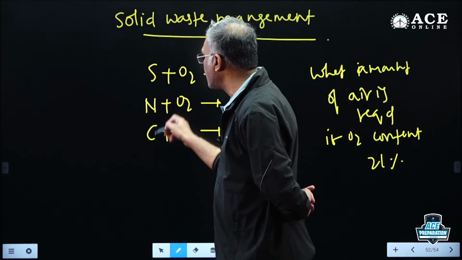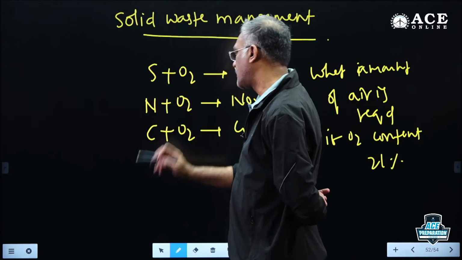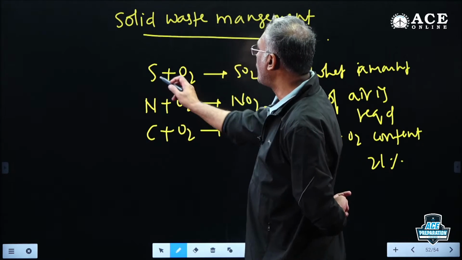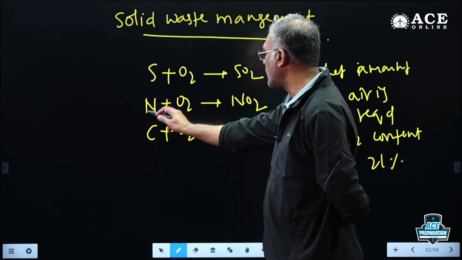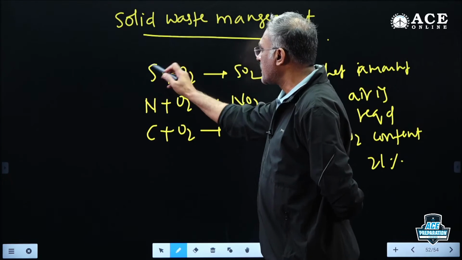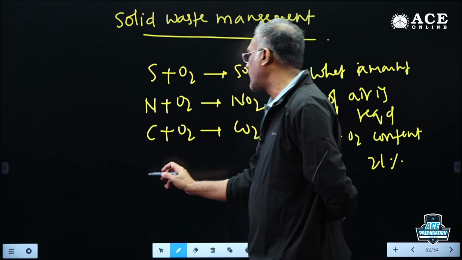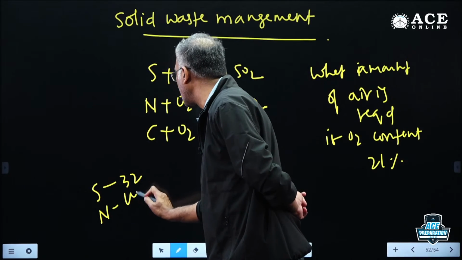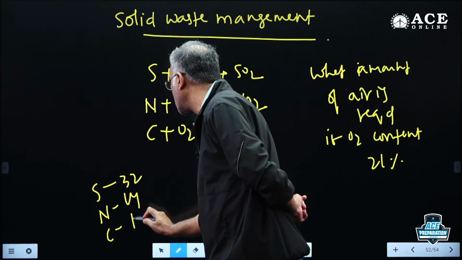So sulfur and carbon are the substances present in waste which consume oxygen. In that case, what do you need to do? Sulfur requires this much oxygen, nitrogen requires this much, carbon requires this much. So using their molecular weights you can find it. Sulfur's molecular weight is 32, nitrogen's is 14, carbon's is 12.